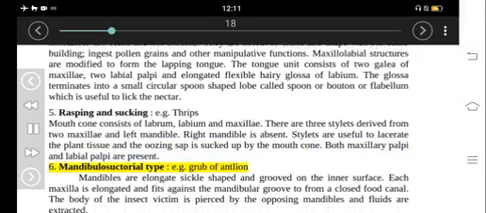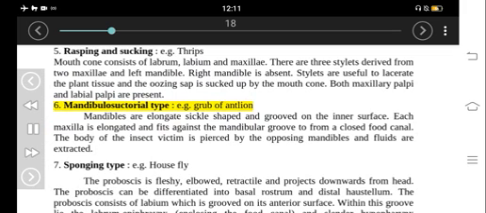6. Mandibulosuctorial type, e.g. grub of antlion. Mandibles are elongate, sickle-shaped and grooved on the inner surface. Each maxilla is elongated and fits against the mandibular groove to form a closed food canal. The body of the insect victim is pierced by the opposing mandibles and fluids are extracted.